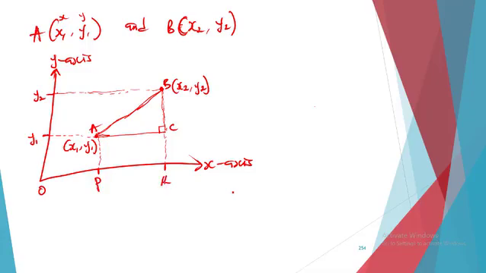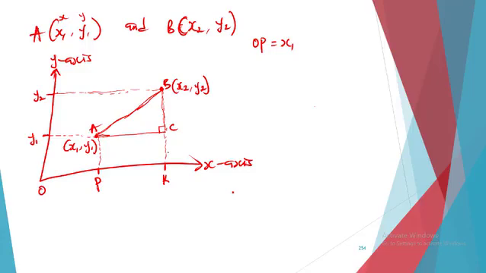Okay, looking at the diagram, let us replace this with P, and then replace this with K. This is our K. Now you will agree with me that OP is equal to x1. Remember, we just replaced this now. OP is what? x1, right?